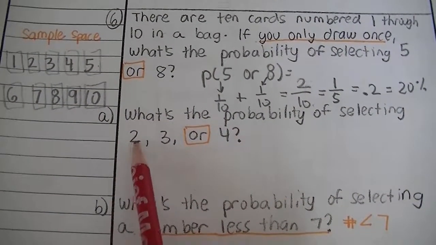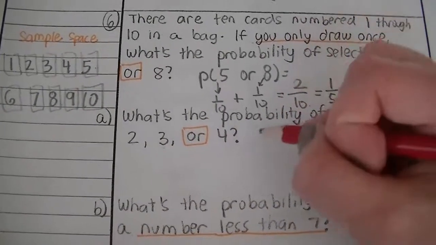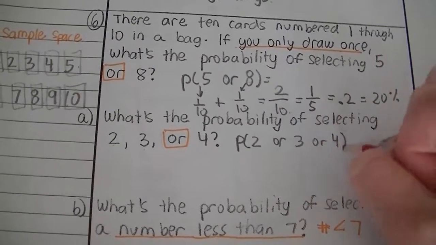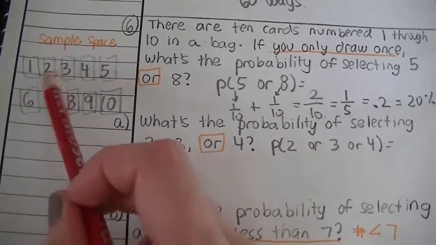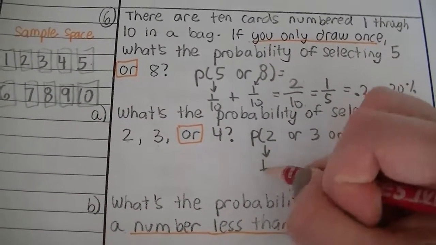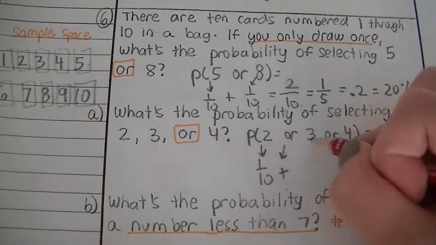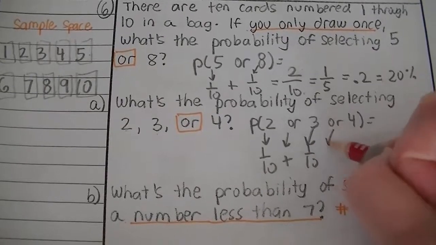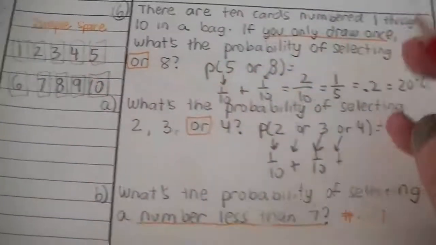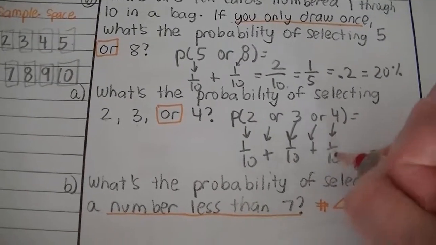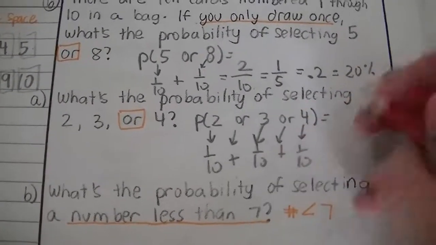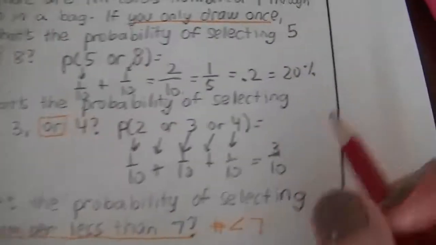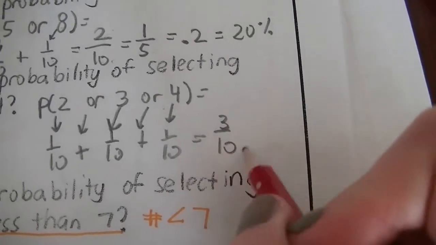What's the probability of selecting a 2, 3, or a 4? Okay, well, probability of selecting a 2 is 1 out of the 10. We want to add that to the probability of selecting a 3, which is 1 out of 10 also. We want to add that to the probability of selecting a 4, which is also 1 out of 10. Or only probability means to add, okay? So 1/10 plus 1/10 plus 1/10 is 3/10. As a fraction, that's already in simplest form.